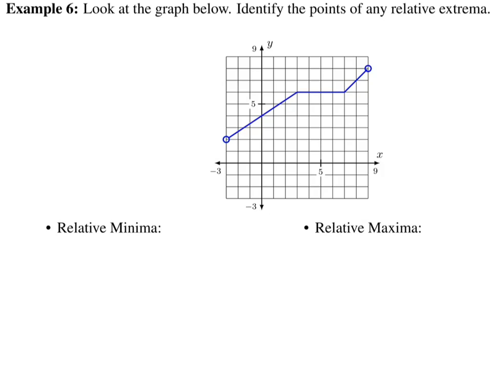Example 6. Relative extrema. Okay, so minima. We're looking for the smallest point. Yeah, that's not happening. There is no point that's smaller than all the other points nearby. So none. Relative maxima. That's not happening either. There's no point that's larger than all the other points nearby. None. All right, no winners here.